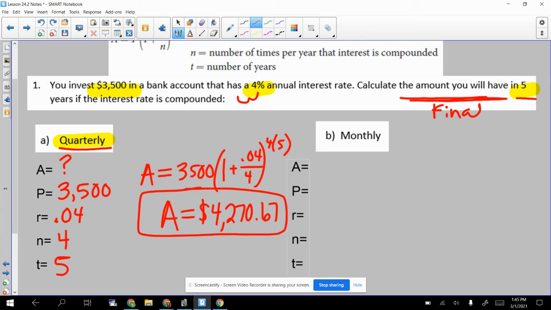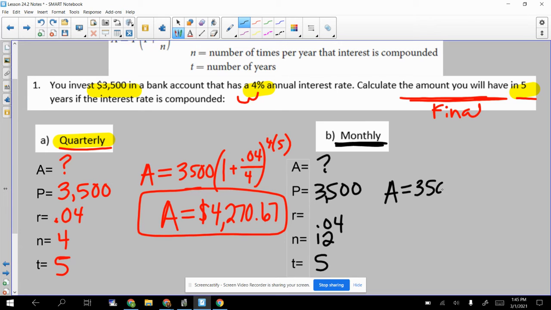Okay. Now, let's look at the difference with monthly. Still not much is going to change here. You still have your $3,500. You still have your rate, which is 0.04. You still have your time, which is 5 years. So all that stuff we highlighted is still the same, and we're still looking for the amount you will have. But now monthly, obviously there are 12 months, so that's going to happen 12 times. So now we just need to change that n value. The 3,500 stays the same. The 1 plus your rate stays the same.